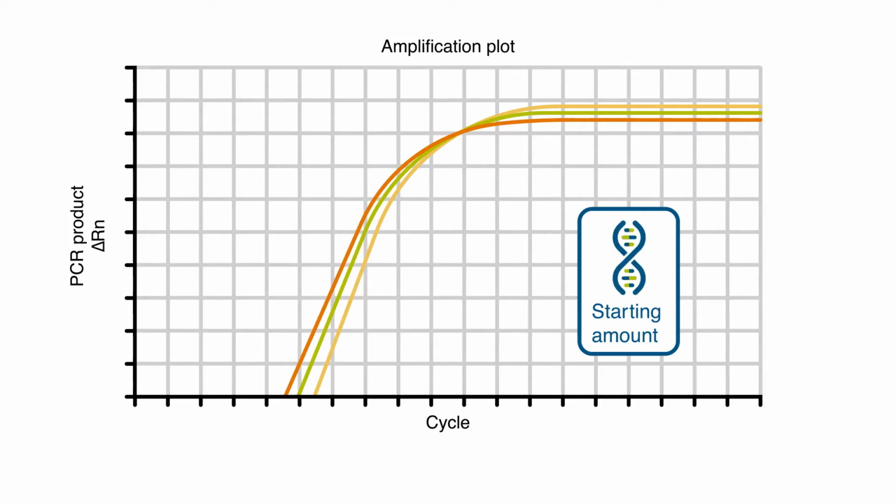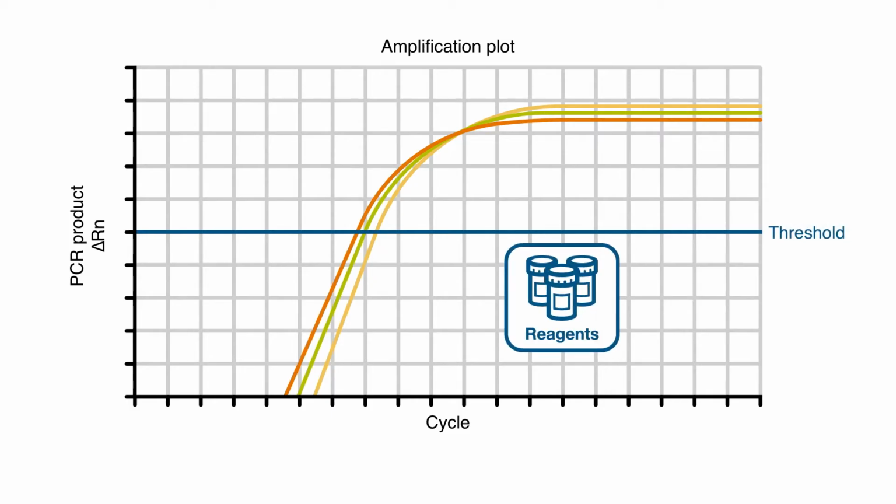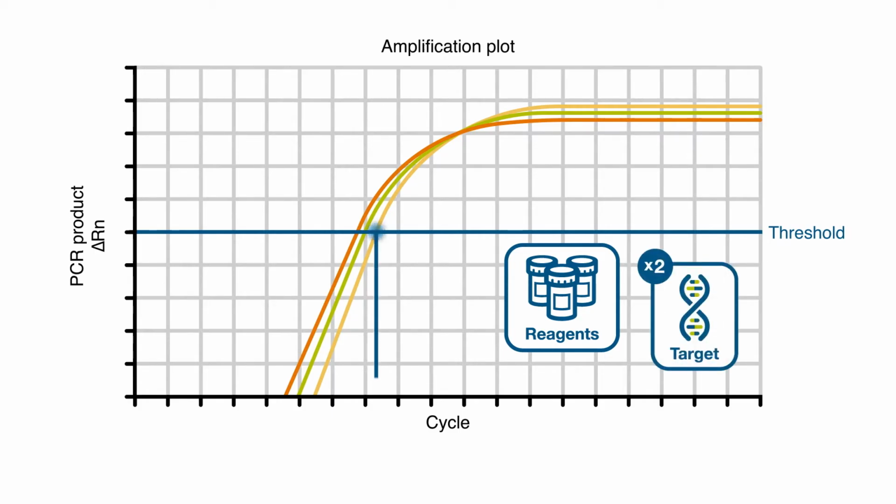Here's how. Let's examine this representative qPCR amplification plot. A threshold line is drawn through the plot in the exponential phase of the curve. Reagents are plentiful during this phase, and there is thus an exact doubling of the target. From this intersection, we can drop down to the x-axis and assign a CT value to this amplification reaction.